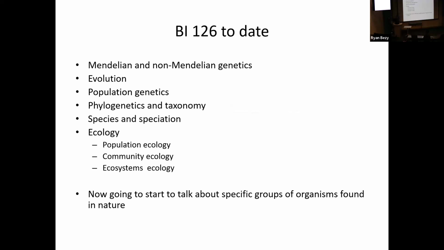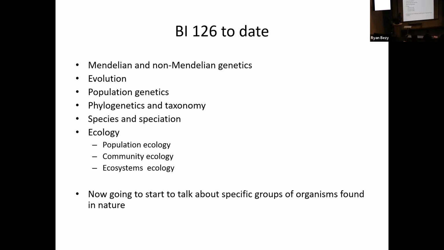So far to date in Biology 2, we've talked about things like Mendelian versus non-Mendelian genetics, evolution, population genetics, phylogenetics, taxonomy, species and speciation, and we've gone through our ecology unit, talking about ecology at different levels like population, community, and ecosystem ecology.